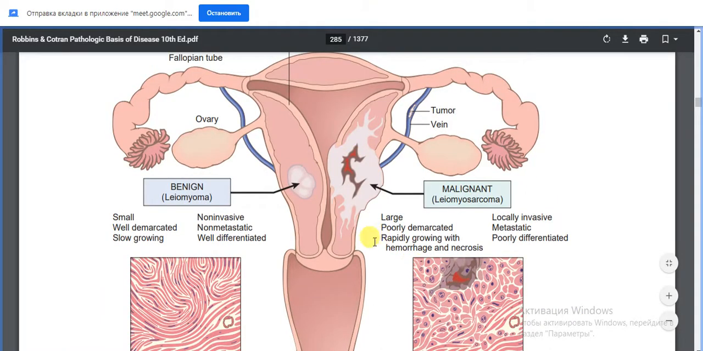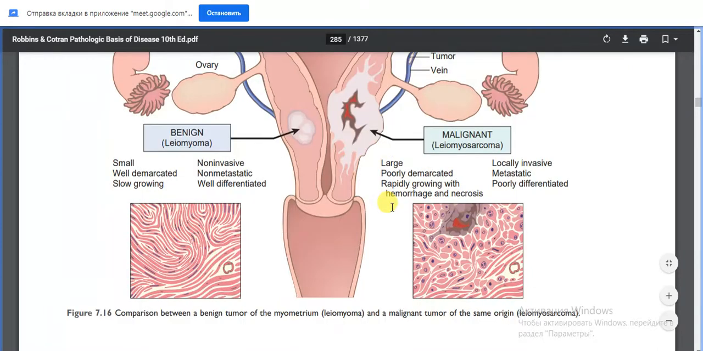Of course, in the case of leiomyosarcoma, anyway we have to remove the tumor, we have to remove the entire uterus. Okay, so treatment is not my task now.